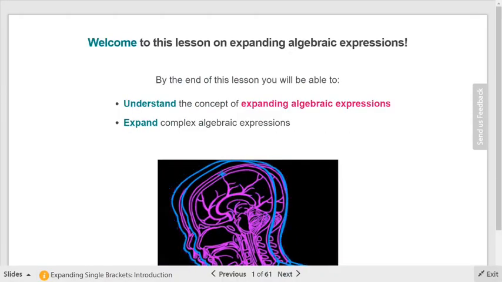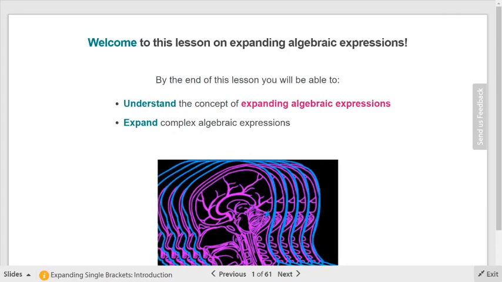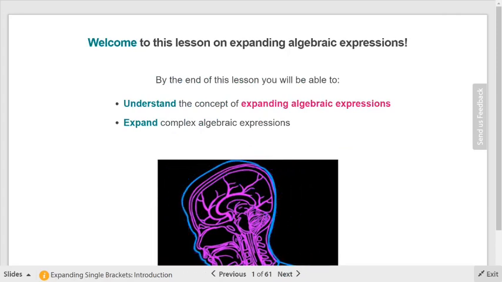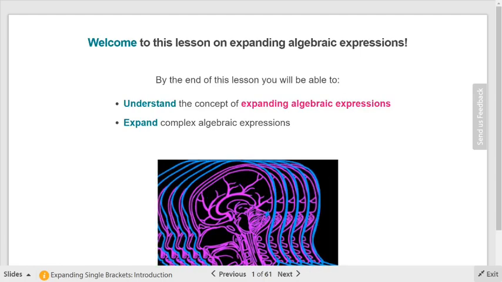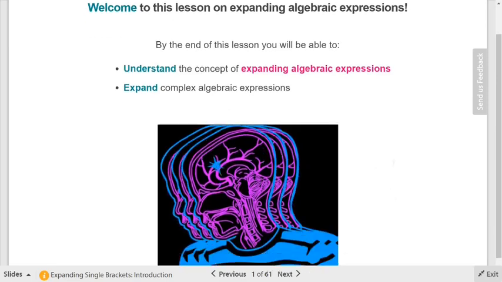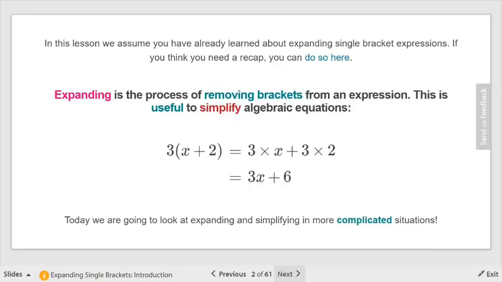One of the skills that is imperative that you have is that you have to be able to understand how to expand brackets. So that's one of the things that we're going to be talking about today. So what we're going to be doing is talking about the concept of expanding algebraic expressions and complex algebraic expressions. So we'll talk about what that means as we go. So when you're working with brackets or parentheses, whichever you prefer, what they mean always is that you're multiplying.